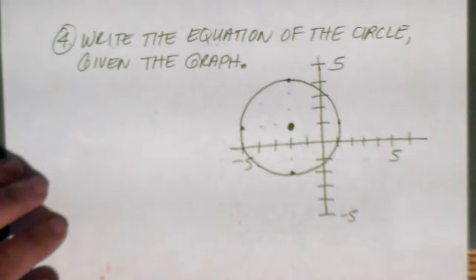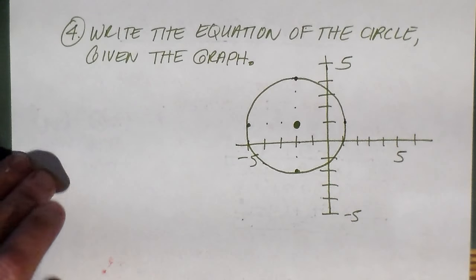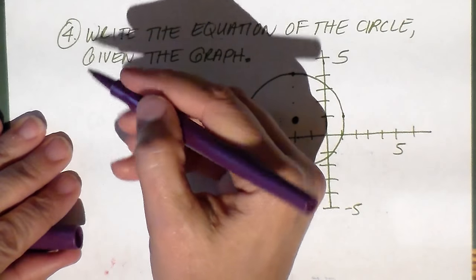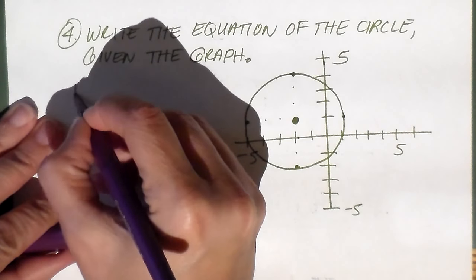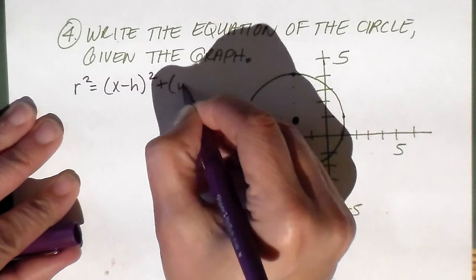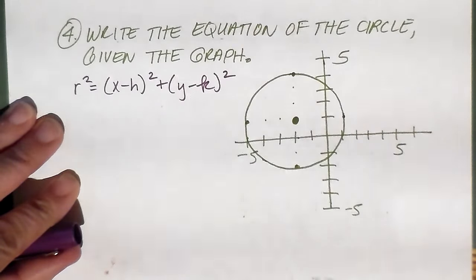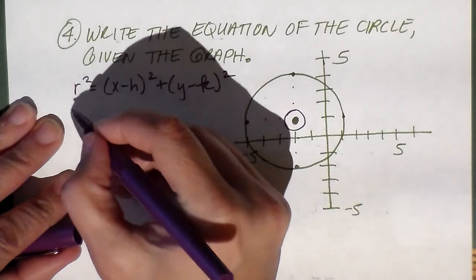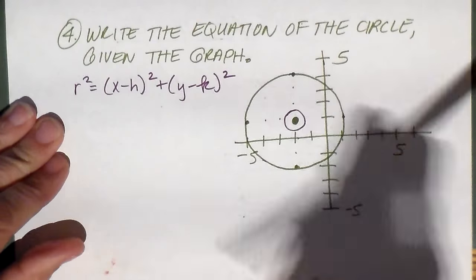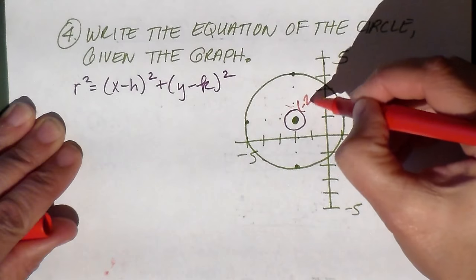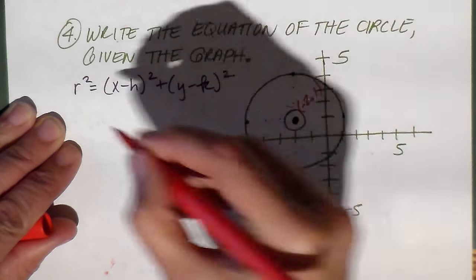Okay? So I've got one more on graphing the circles, and that is to write the equation of the circle given the graph. Well, once again, what do we know the equation of a circle is? r squared equals x minus h squared plus y minus k squared, right? What do I plug in for h and k? The center. What is my center? My center, right here, if I do the coordinates of my center, is at negative 2, 1. I'm over 2 and up 1.